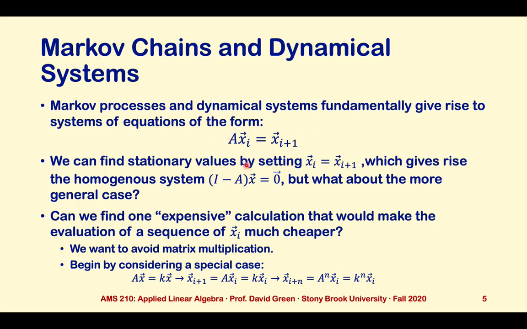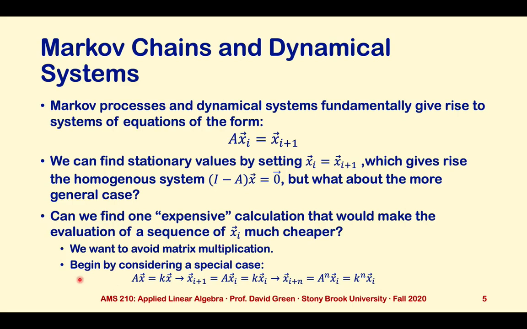Is it possible to do something similar conceptually to the ideas of LU and QR decomposition? Can we find one expensive calculation that we can perform once on the matrix A, and after we've done that, be able to evaluate sequences of x_i much more cheaply? Really what we want to avoid here is matrix multiplication by a large non-sparse matrix A, that is a matrix that's not full of zeros, because that's the expensive case.